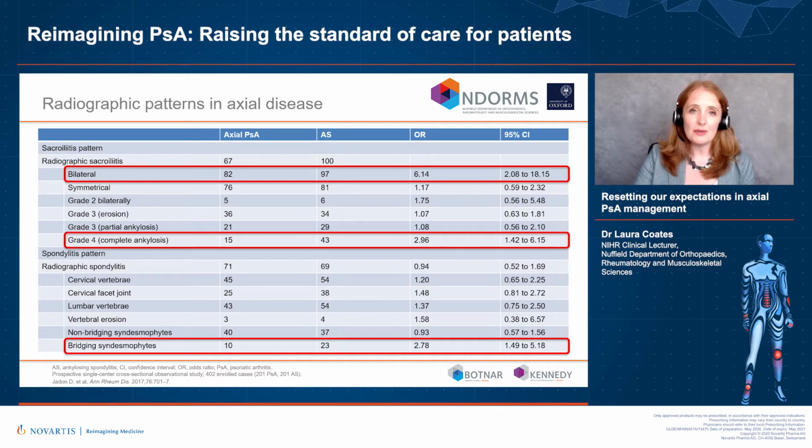This data shows you again the radiographic differences that we see between AS and psoriatic arthritis. You can see here a much higher rate of symmetry in AS compared to psoriatic arthritis, much higher rates of complete ankylosis at the sacroiliac joints. So there may be more mild disease in the psoriatic arthritis patients compared to AS in the sacroiliac joints. And then also in terms of bridging syndesmophytes, these are less common in the psoriatic arthritis patients.